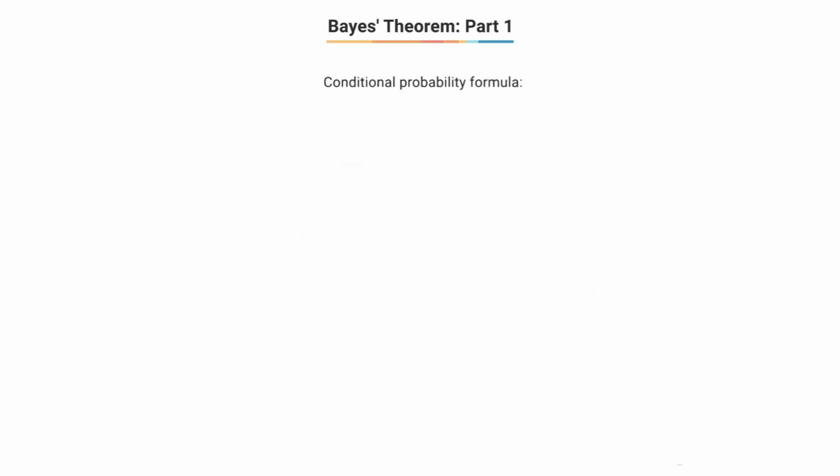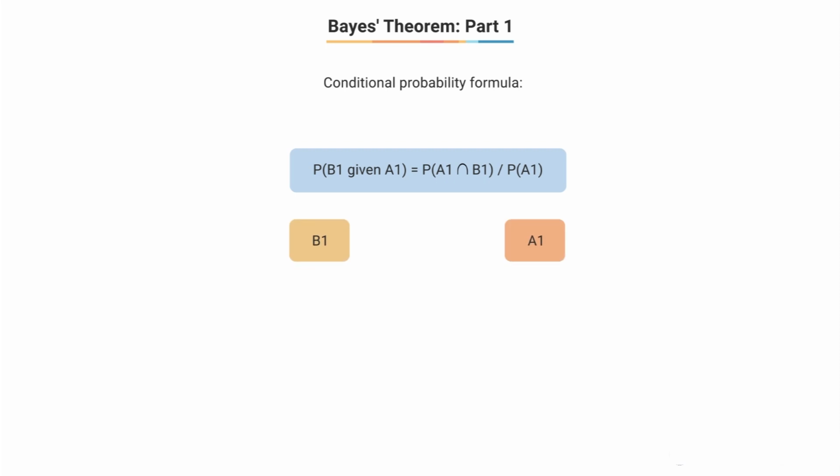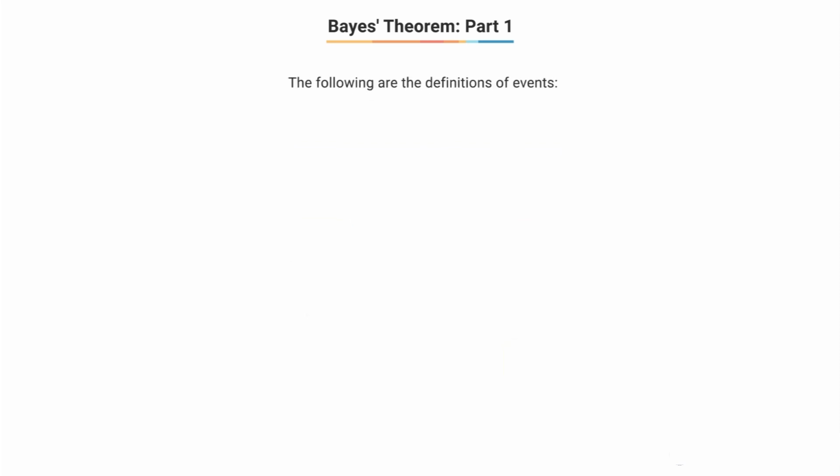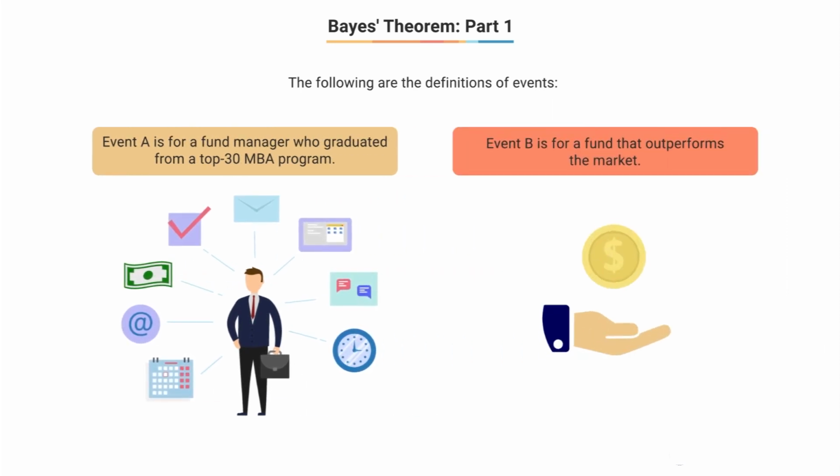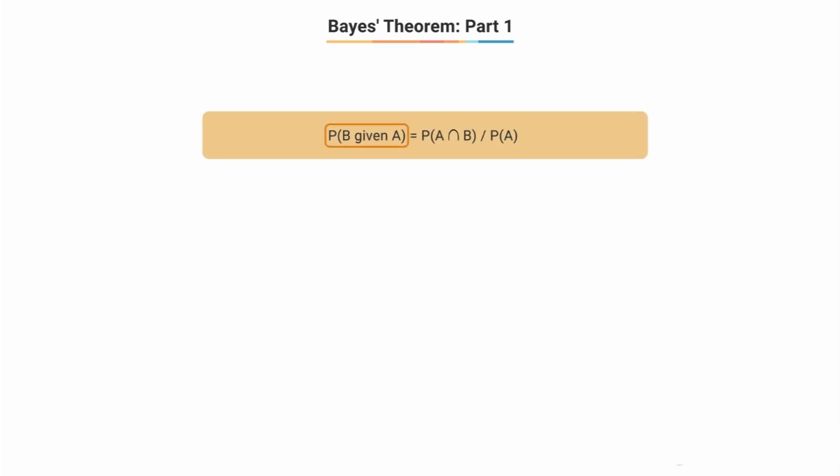We used the formula for conditional probability where we calculated the probability of B1 given A1. For this video, instead of calling them B1 and A1, let's just call them events B and A for simplicity. So the events are defined as event A is for a fund manager that graduated from a top 30 MBA program, and event B is for a fund that outperformed the market.